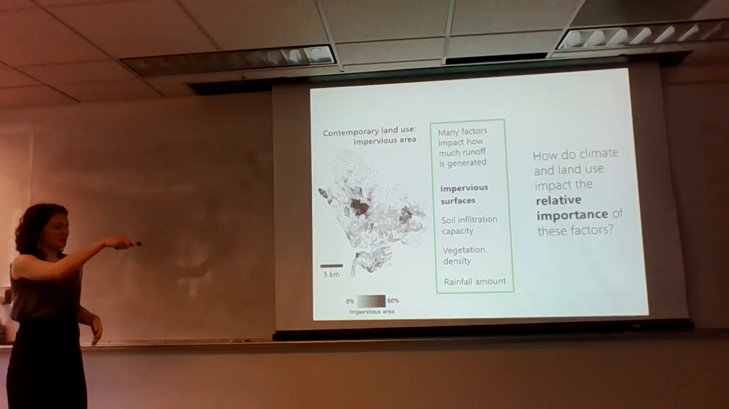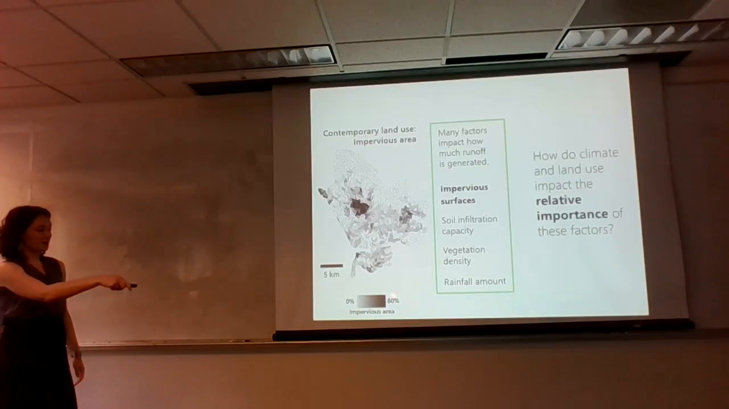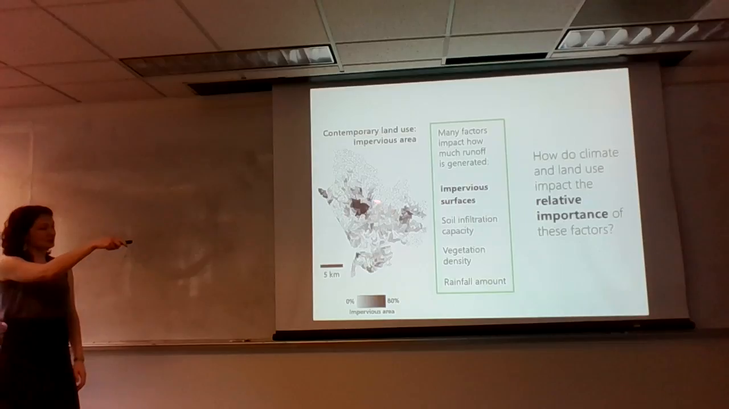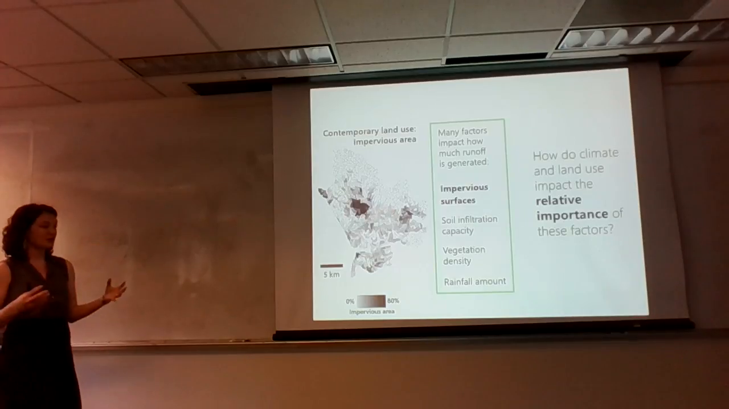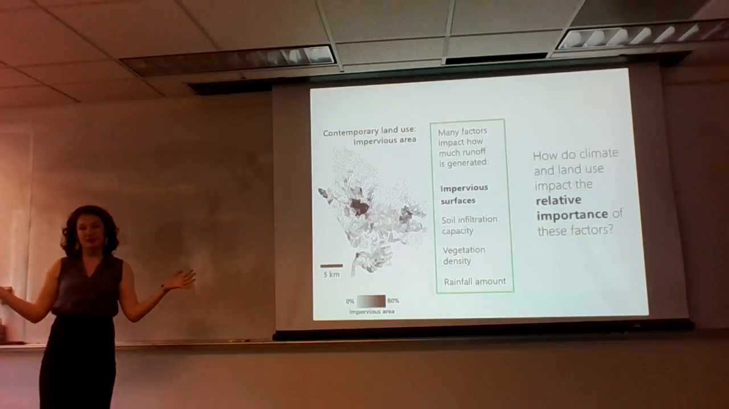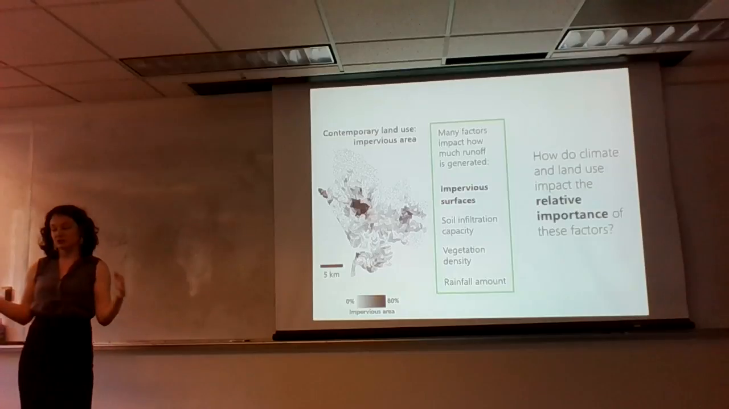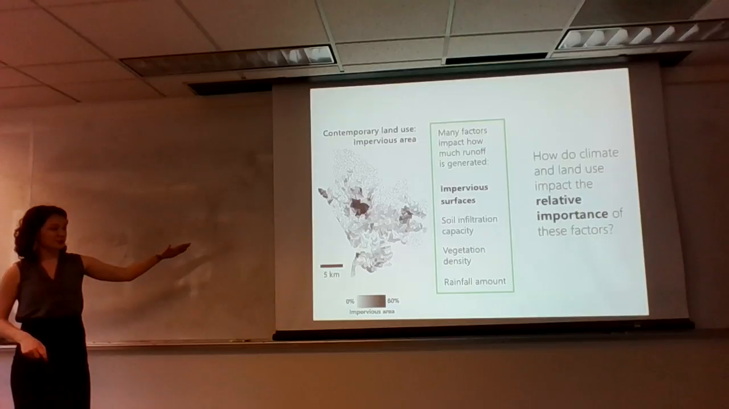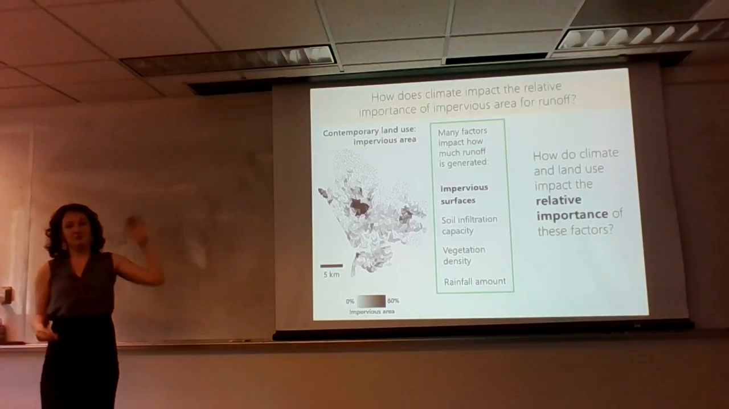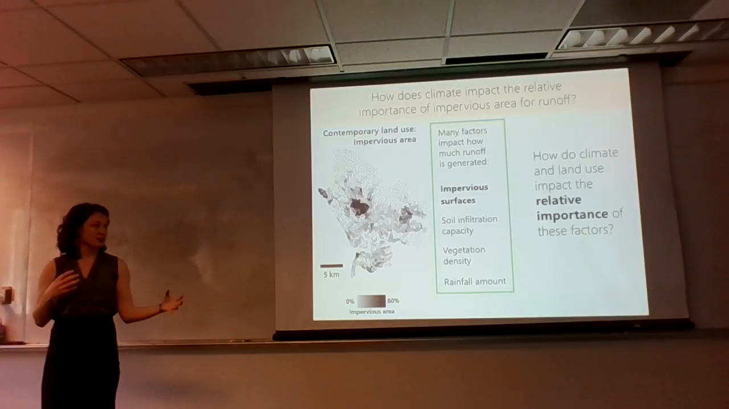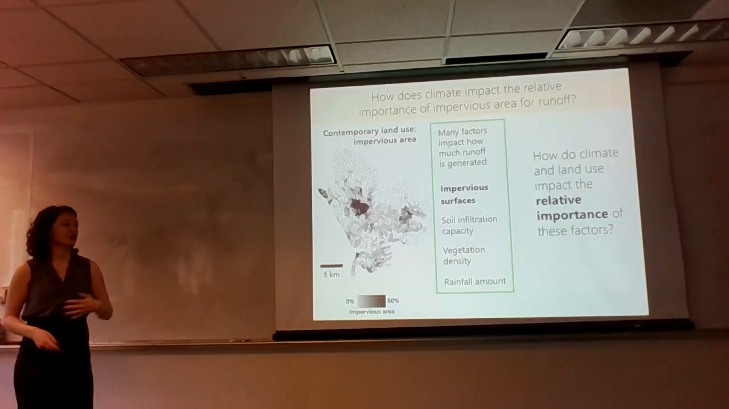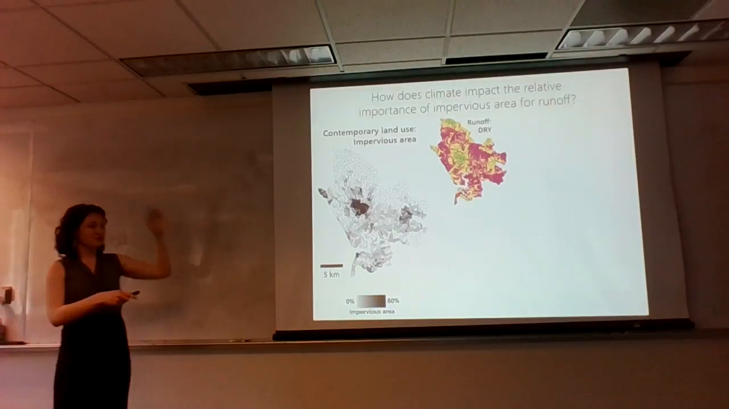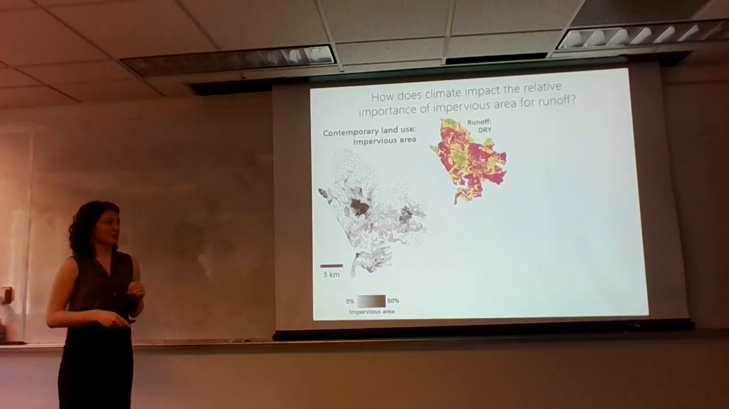This is a map of impervious surfaces in the Pajaro Valley, with darker black indicating more impervious surface, and this is the city of Watsonville. I mentioned that human development can increase the amount of impervious area, which generally leads to more runoff generation. Because this is a land use parameter, I want to know how climate might impact the relative importance of impervious area for runoff generation relative to these and other factors. So this is a map of runoff generated during the dry scenario.